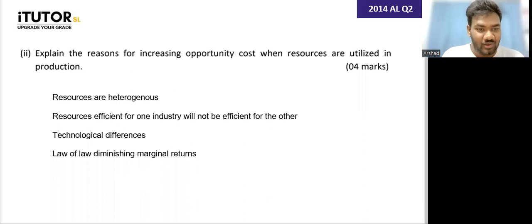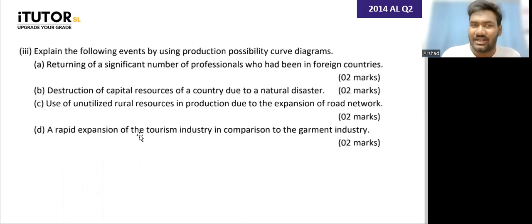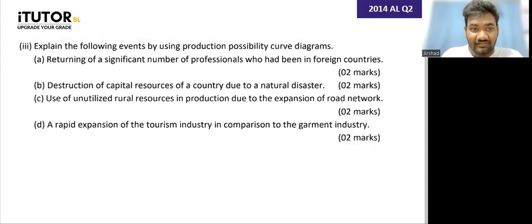Okay, then we go to the last two questions. We'll quickly go through these questions, right? These questions are easy. I'll just show you all the PPC. Explain the following events by using a production possibility curve diagram. Okay, I want you all to tell me this.